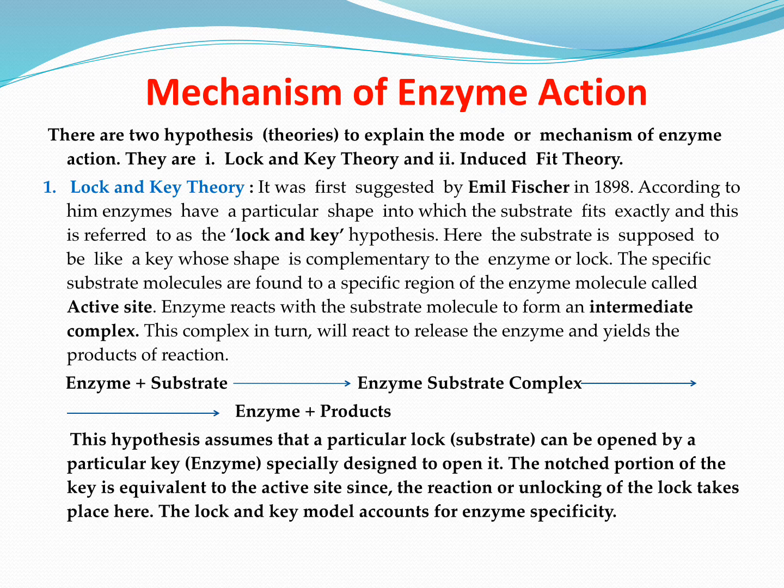It was first suggested by Emil Fischer in the year 1898. According to him, enzymes have a particular shape into which the substrate fits exactly, and this is referred to as the lock and key hypothesis. Here, the substrate is supposed to be like a key whose shape is complementary to the enzyme or lock. The specific substrate molecules bind to a specific region of the enzyme molecule called the active site.